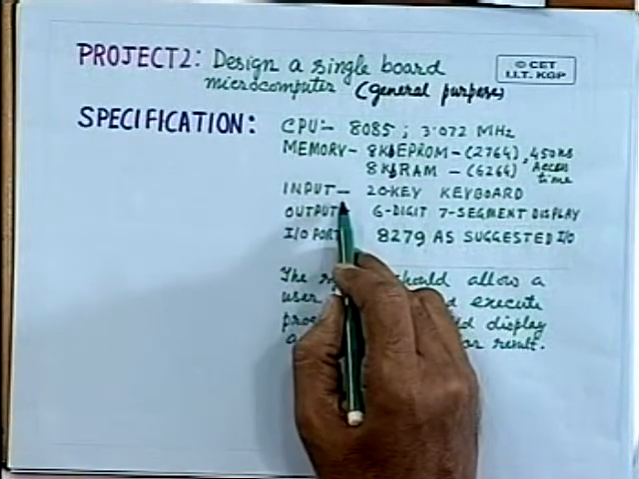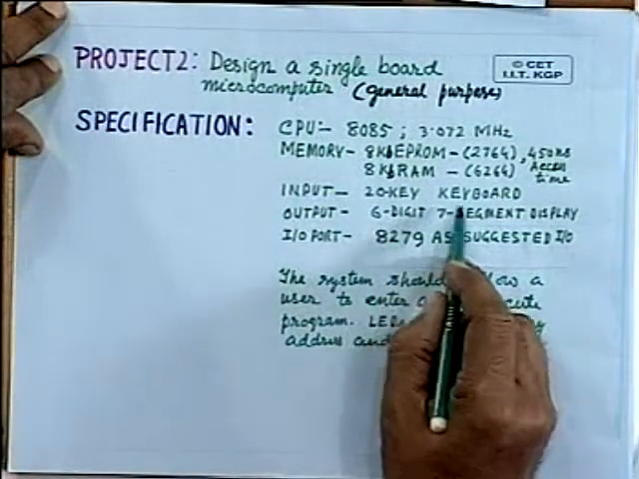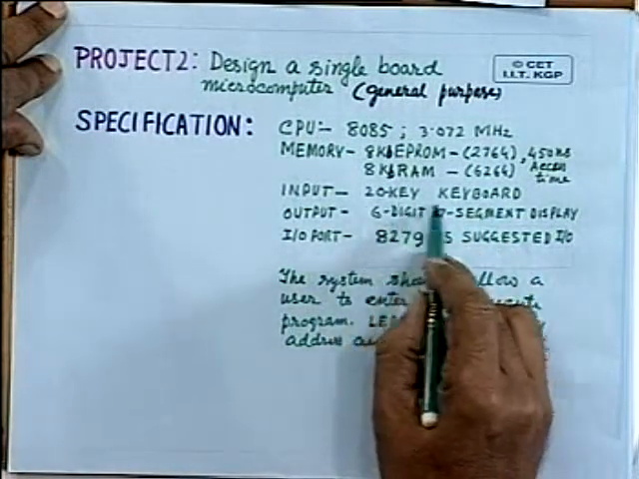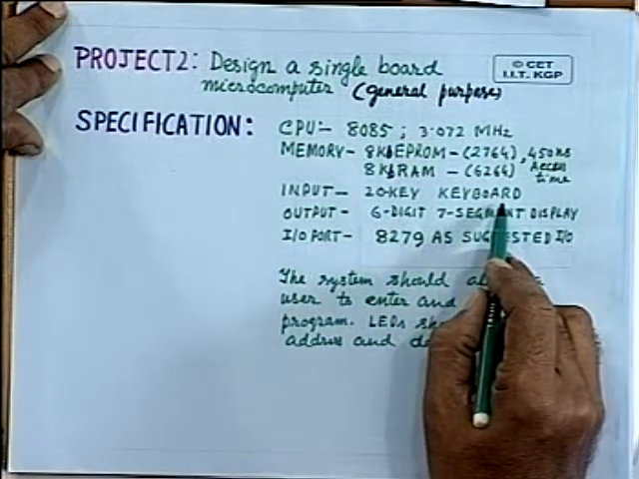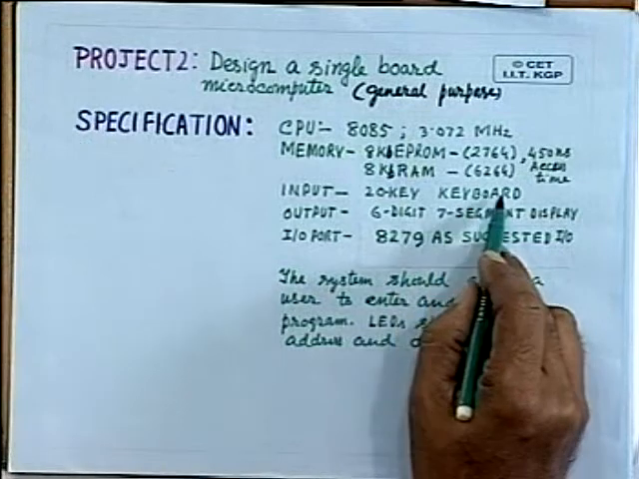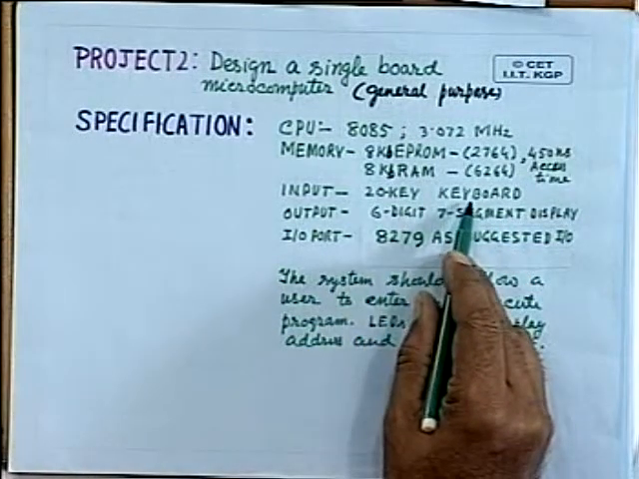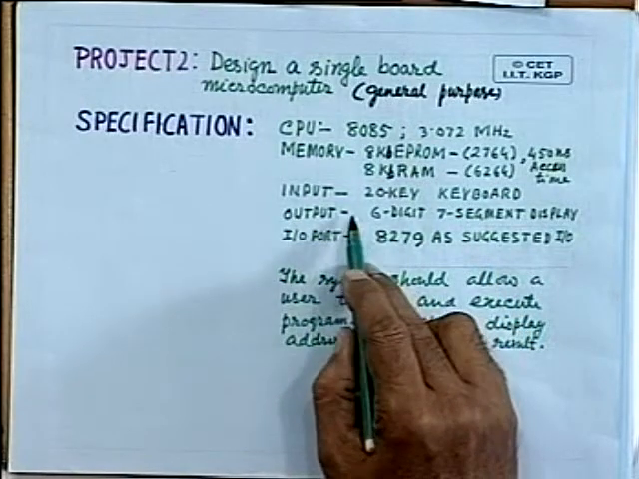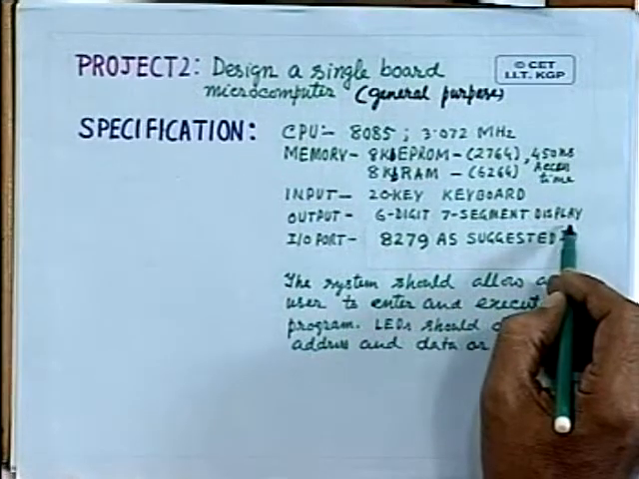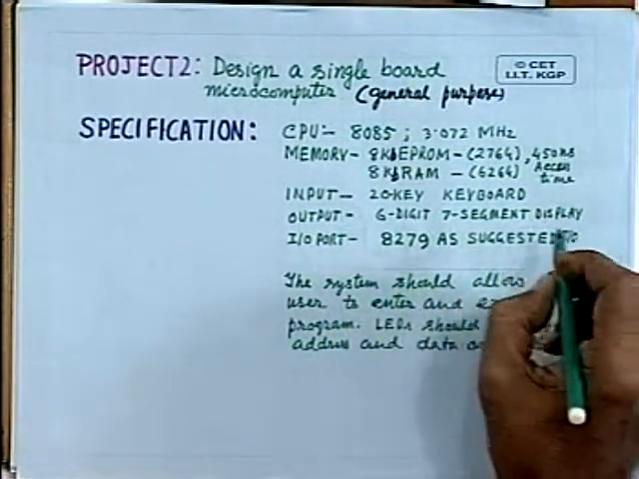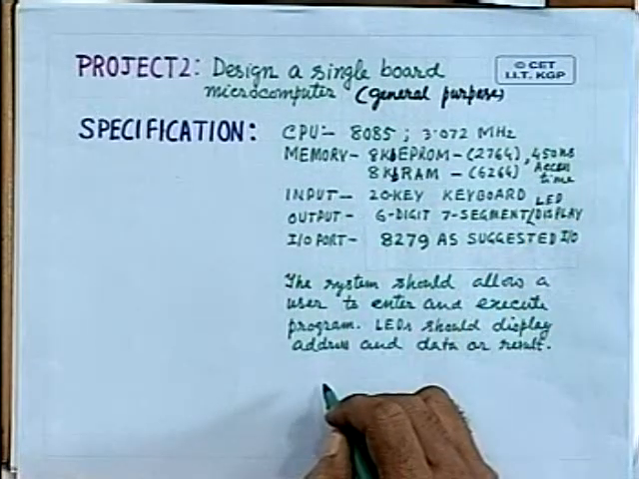And the input device that is being used in this single board microcomputer is a 20 key keyboard. We have already explained that in detail earlier when keyboard interfacing was discussed. That kind of keyboard has to be implemented, but it will be on the board itself. No separate module will be there, and output is displayed with the help of 6-digit 7-segment LED displays.